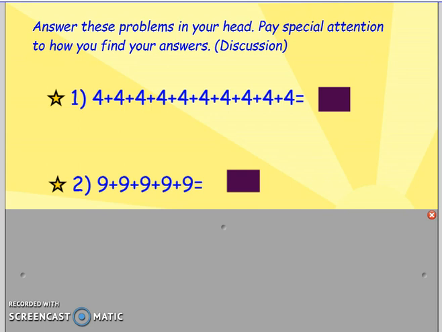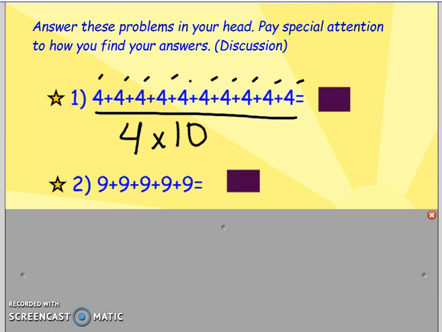So, when we have 4 plus 4 plus 4 plus 4 plus 4 plus 4 plus 4 plus 4 plus 4 plus 4, when we're adding all these together, wouldn't it be much easier to do something called multiplication? Yes, it would. So, what is the multiplication fact for this problem? Well, 4 times 1, 2, 3, 4, 5, 6, 7, 8, 9, 10.